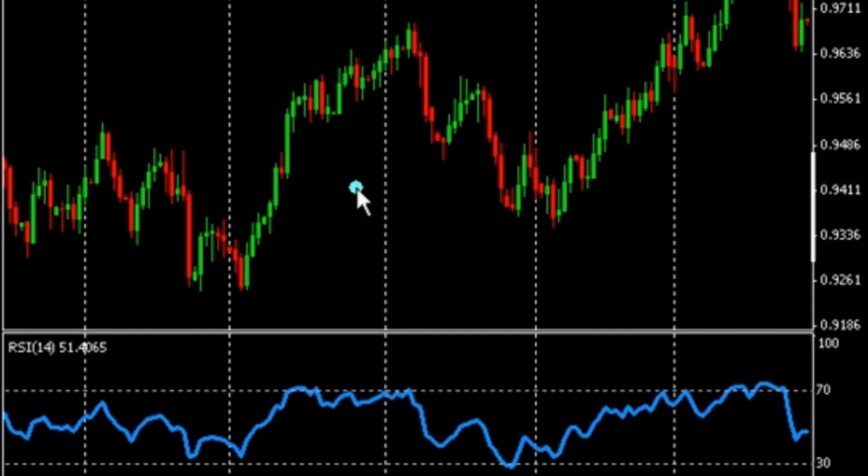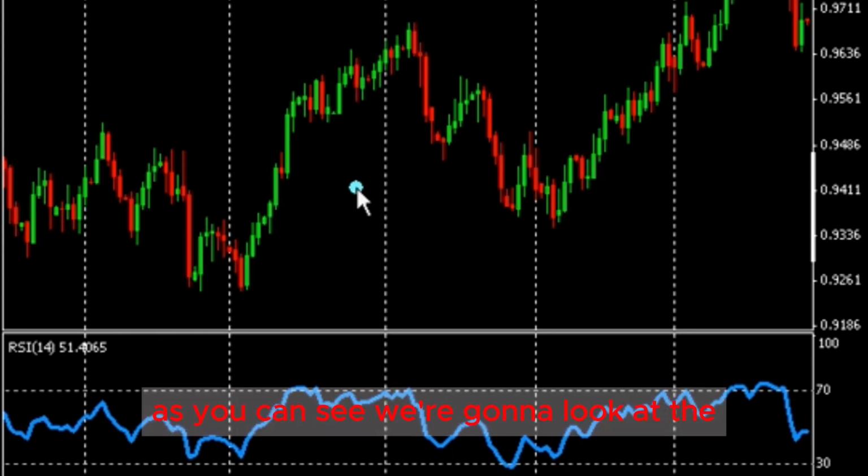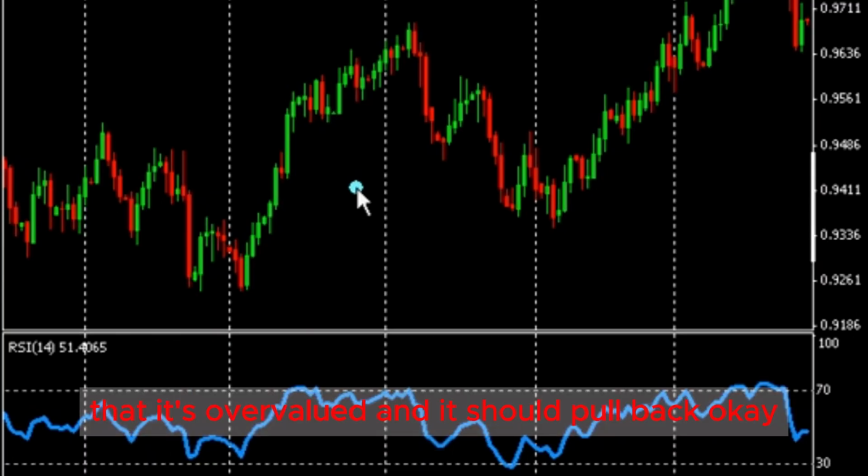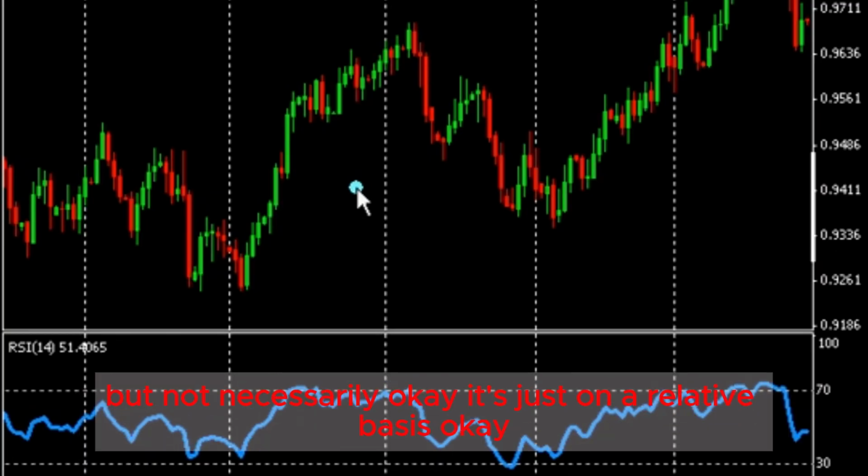As you can see, it's from a range of 0 to 100, from the chart real low. It's deemed to be overbought once the RSI approaches that 70 level, and it tends to be overvalued at that level. All it says is that it's a good candidate for a pullback, that it's overvalued and it should pull back, but not necessarily. It's just on a relative basis.